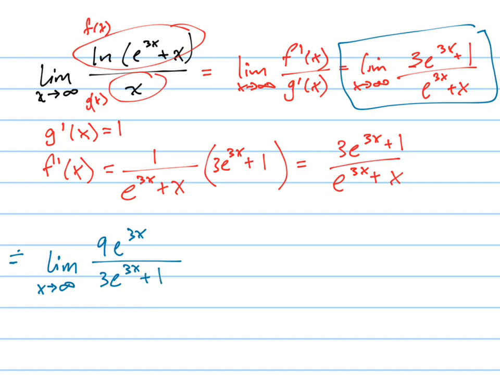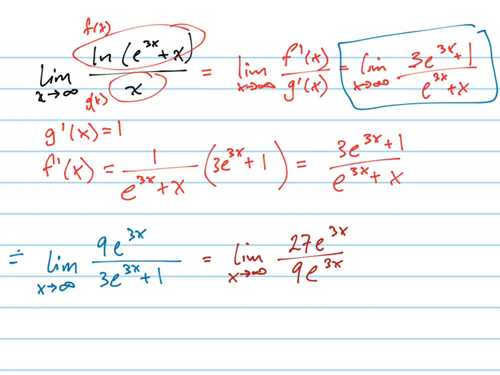Again, I'm going to have to do L'Hopital's rule again, because that limit doesn't exist. Rather, it's infinity over infinity. So let's do it one more time. That equals the limit as x goes to infinity of, let's take the derivative of the top and the bottom again, 27e to the 3x over 9e to the 3x.